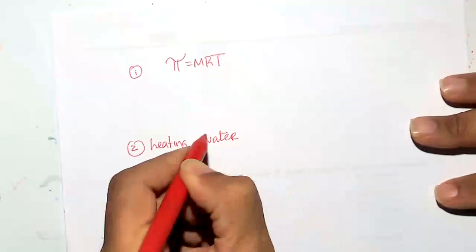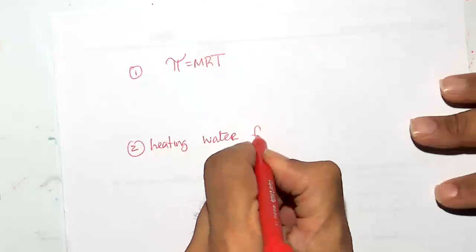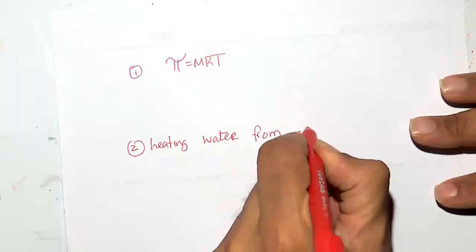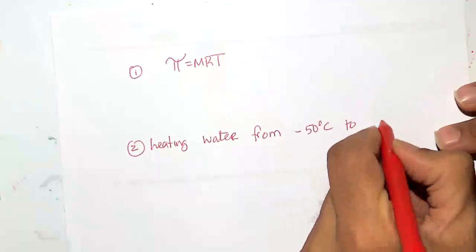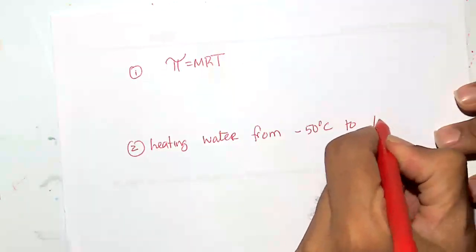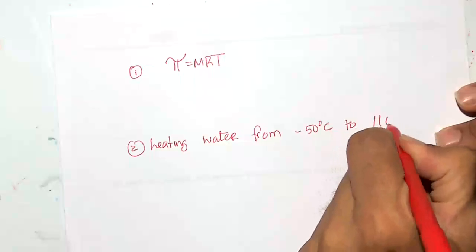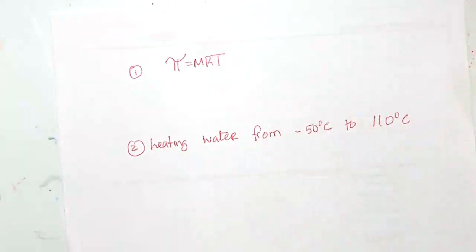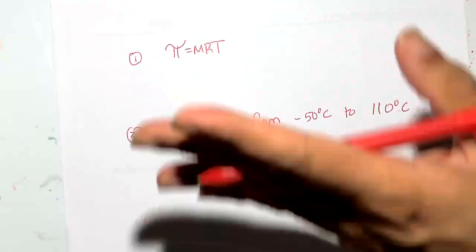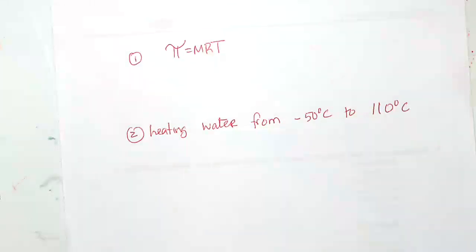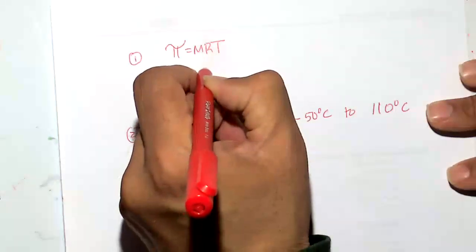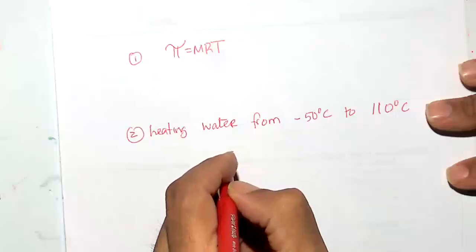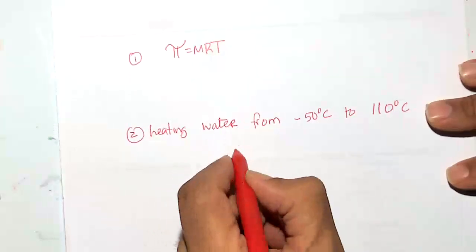Heating water from some temperature, let's say minus 50 degrees to 110 degrees C. I'm not going to go over that because that's extra credit. Yes, sir, you still provide formulas? Yes, I will provide the formula and the constants. Here I'll give you all the constants.